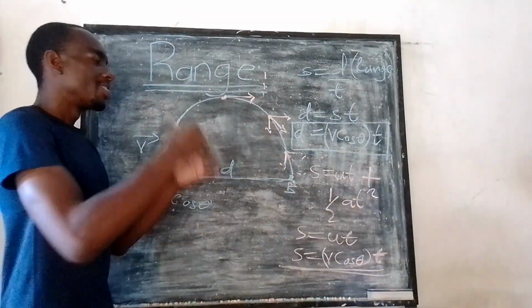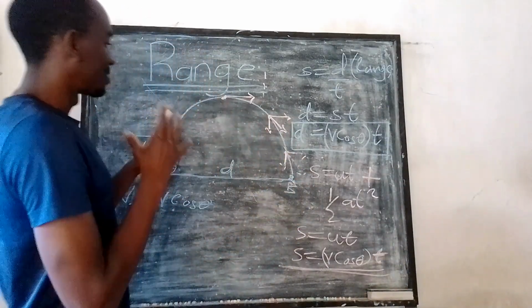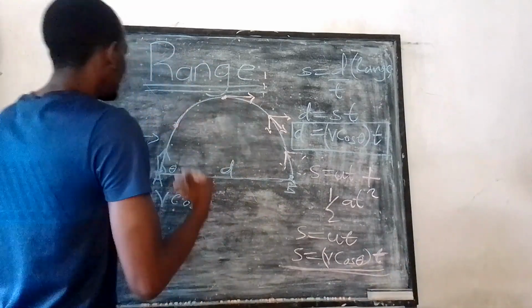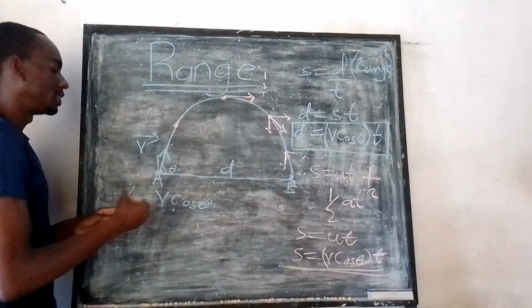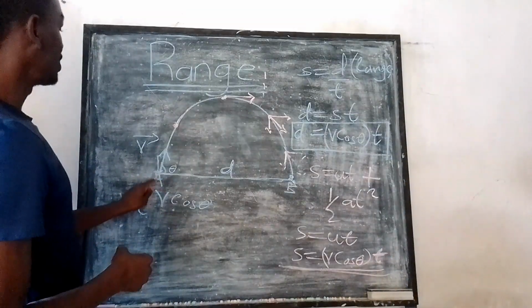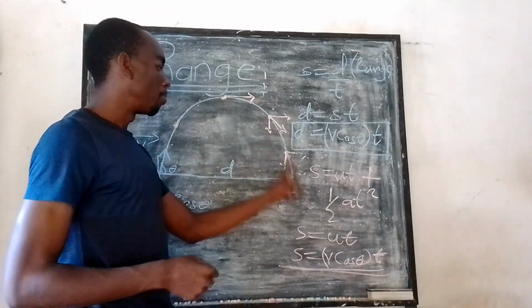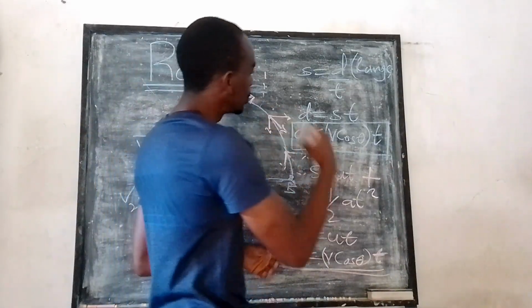That's it, guys. That's all you have to know when it comes to the range. This is how you calculate the range. What did I say the range is? The range is simply the horizontal displacement of our projectile from the point from which it has been launched up to the point to which it ends, the point at which it finishes its journey.